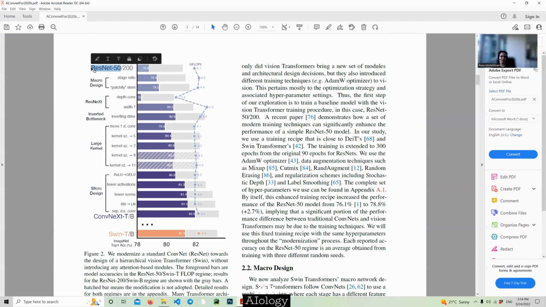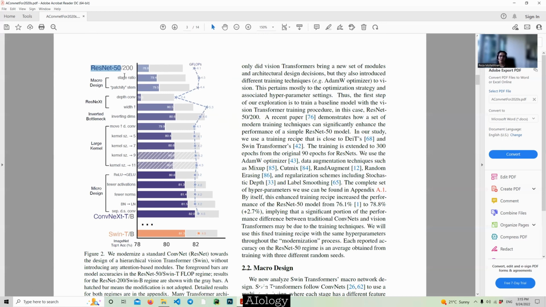So if you have ResNet 50, we can apply macro design changes, ResNeXt introduction, then we have the inverted bottleneck part, and large kernel experiments and micro design in contrast with macro design. And then we can reach from ResNet 50 to ConvNeXt, and you can see the accuracy can increase from 78.8 to 82 and also even outperform the Swin Transformer Tiny.